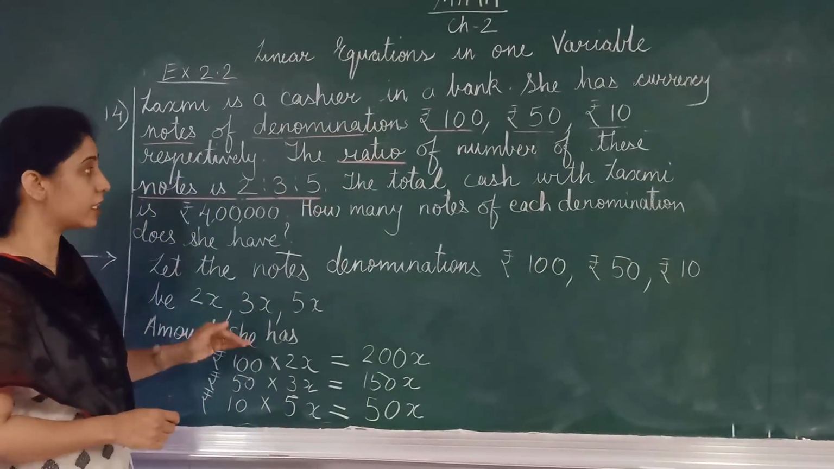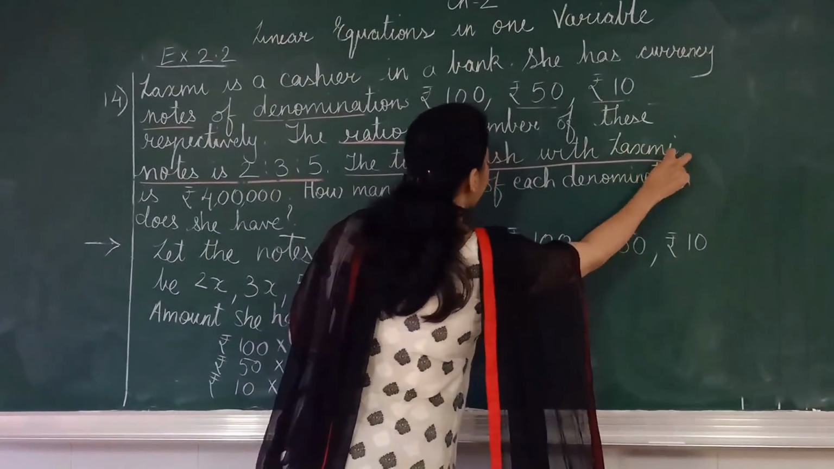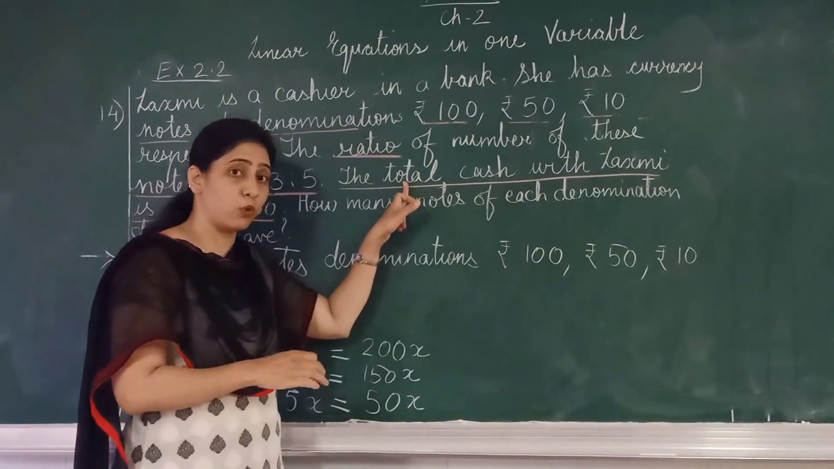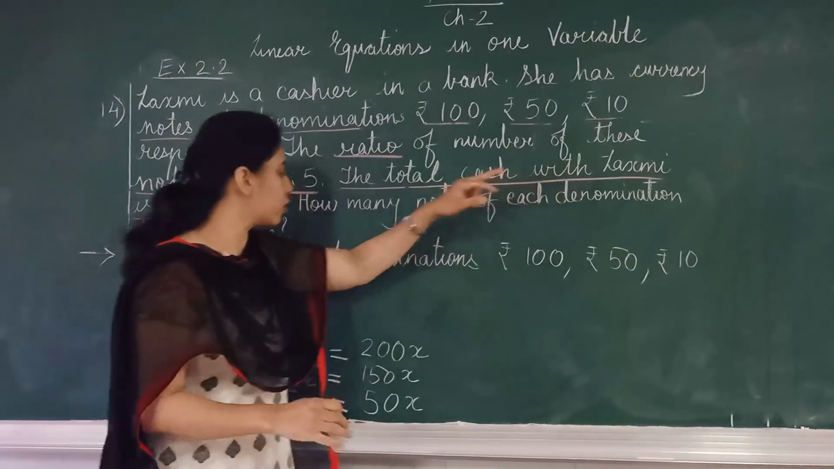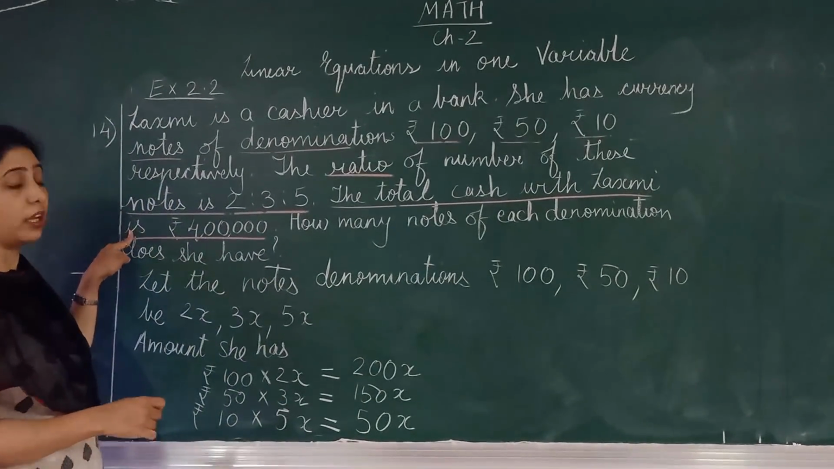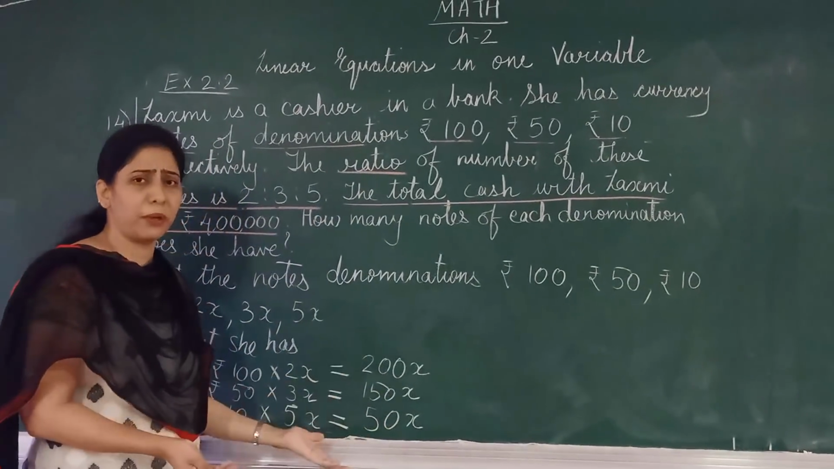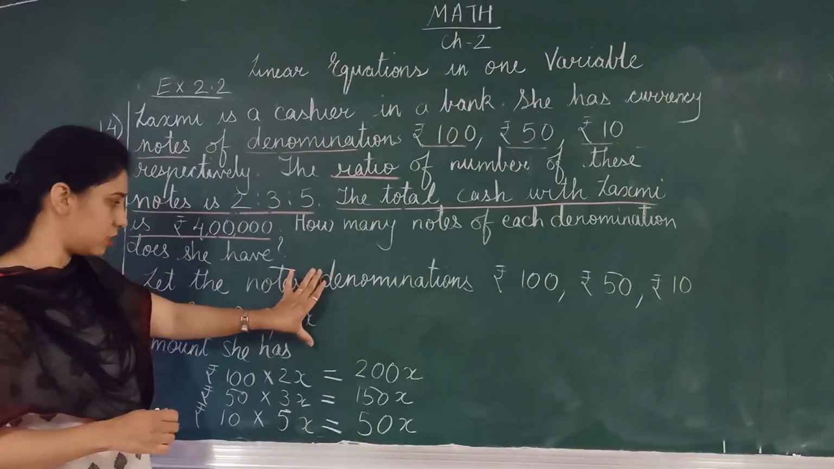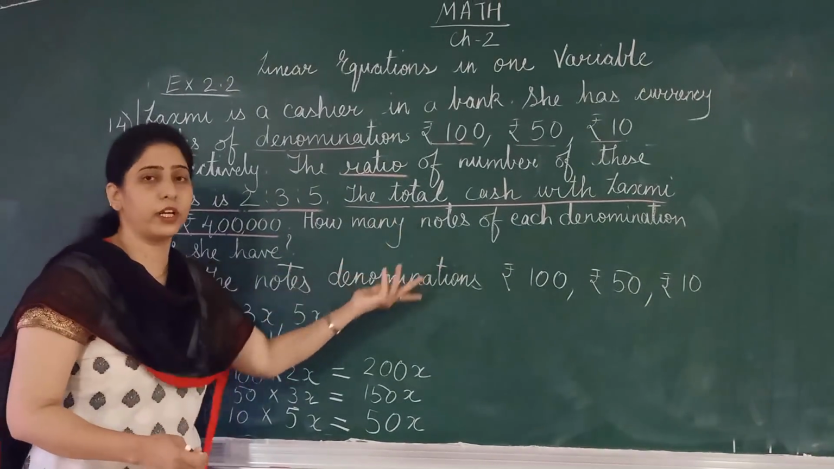Now what is the next part of that question? The total cash, very important. The total cash with Lakshmi is rupees 4 lakh. Again, total means you have to add. So this is the cash she has, and we have to add it and equate it to 4 lakh. I told you, always the word problem is in 3 parts. The first part is this, in the second part you frame an equation, and in the third part we find out how many notes.